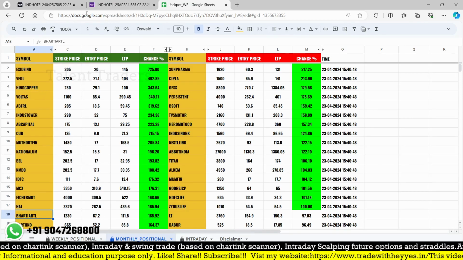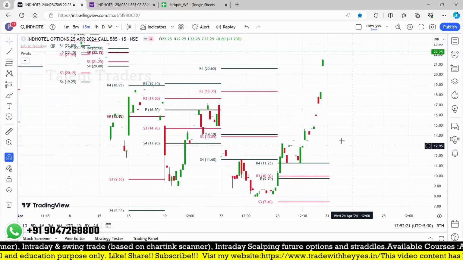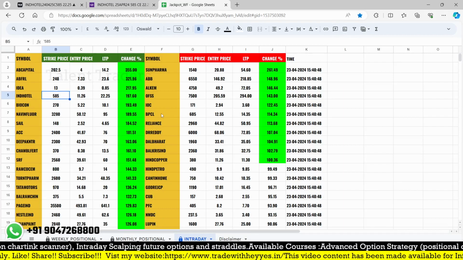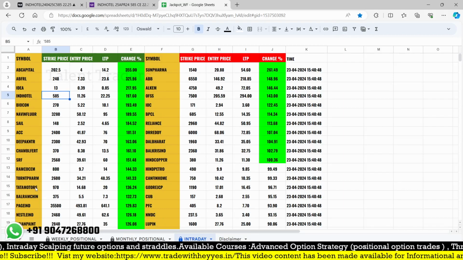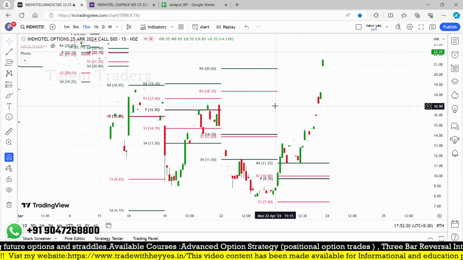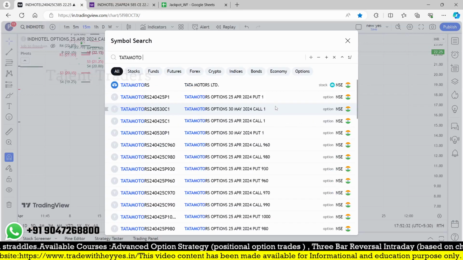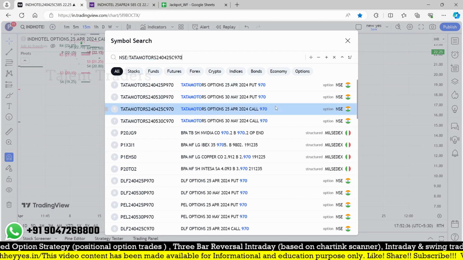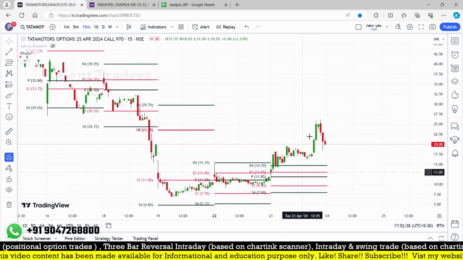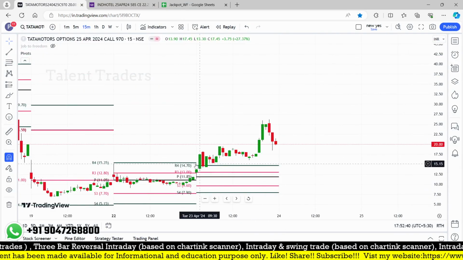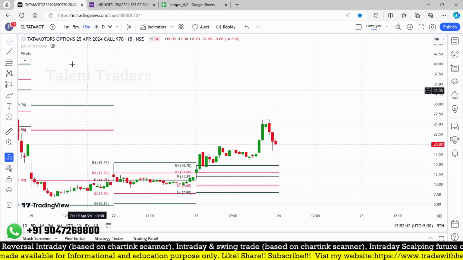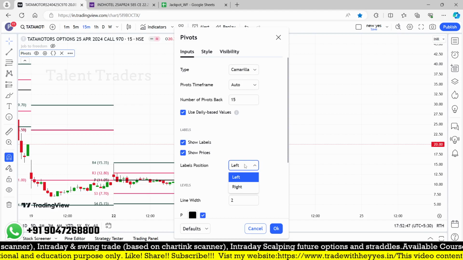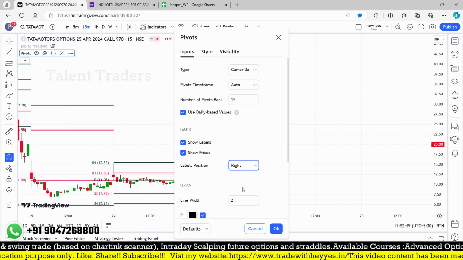But here is the way we can add our Camarilla pivot levels, and intraday it's perfectly working based on the Camarilla pivot part. Some other one which I'm taking is Tata Motors 970, the 970 April call option. Maybe nearby physical delivery. So here in the second candle, the level is on the left side. You can go to the settings and see the label positions, so it will be on the right.